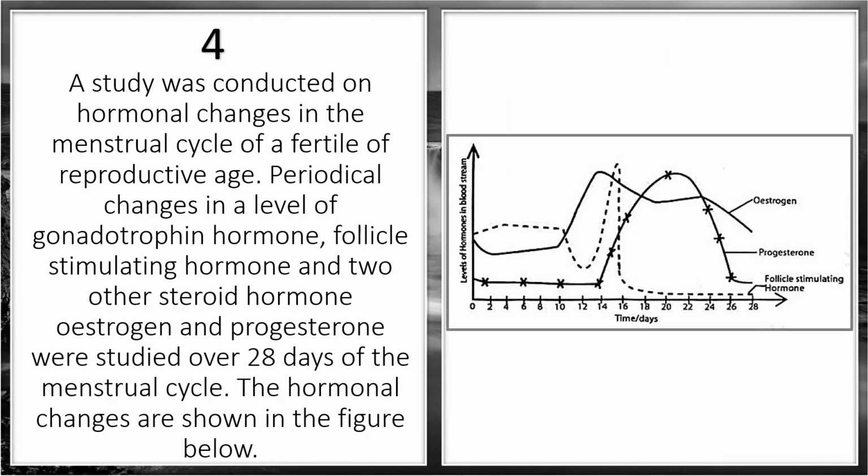Question 4. The study was conducted on the hormonal changes in the menstrual cycle of a fertile reproductive age. Periodic changes in the level of the gonadotrophin hormones, follicle stimulating hormone, and the two steroid hormones, estrogen and progesterone, were studied over the 28 days of the menstrual cycle. The hormonal changes are shown in the figure below.